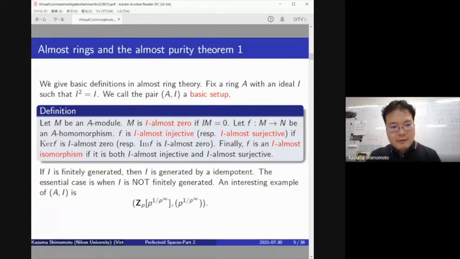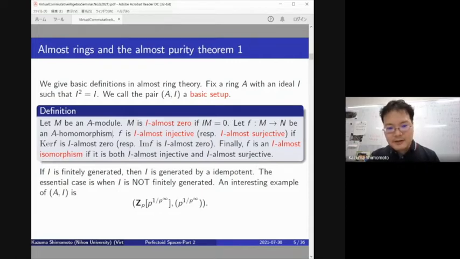Okay, so let me give some definitions. Let's start with some basic definitions in almost ring theory. Fix any ring A with an ideal I such that I squared is equal to I. Then we call such a pair a basic setup. We just pick any ring and any ideal satisfying I squared equals I. For example, I could be 0 or I could be the unit ideal. Then let M be a module. Then M is I-almost 0 if I kills M.